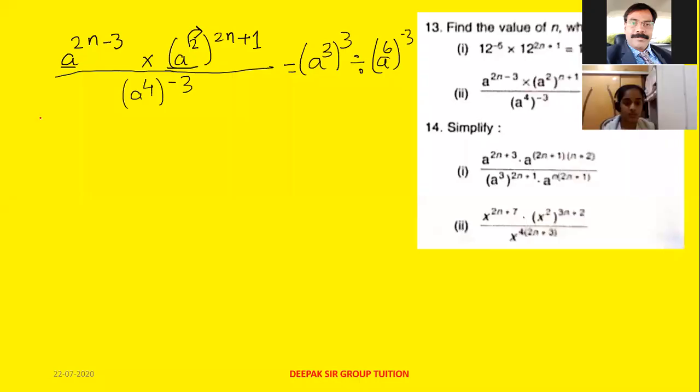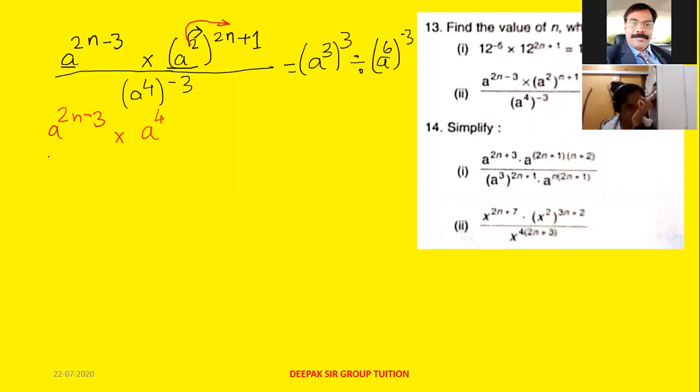In order to simplify this problem, we'll apply the formulas of indices that we have studied. First, I'm writing a raised to 2n minus 3, then multiply. Here I'm going to apply the formula a raised to m raised to n, so multiply m and n. So that will become a raised to 4n plus 2.